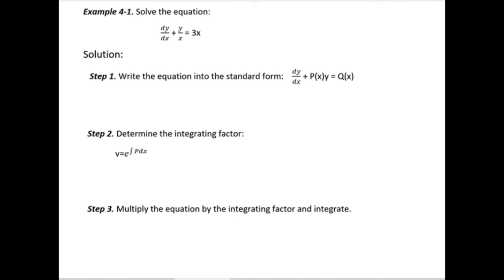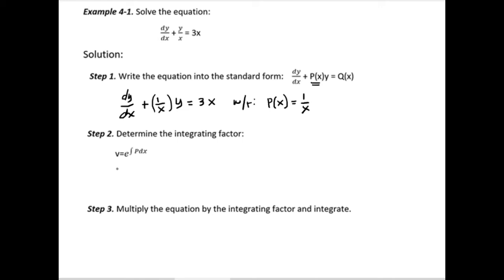Now we are going to solve a linear differential equation. Example 1. Solve the equation dy over dx plus y over x is equal to 3x. Our step 1, we're going to write the equation into the standard form. So we have here dy over dx plus our p(x) here, that is 1 over x, then y is equal to 3x, where our p(x) is equivalent to 1 over x. Then step number 2, determine the integrating factor.